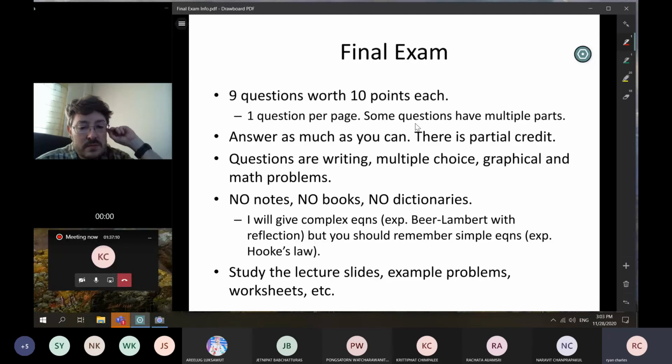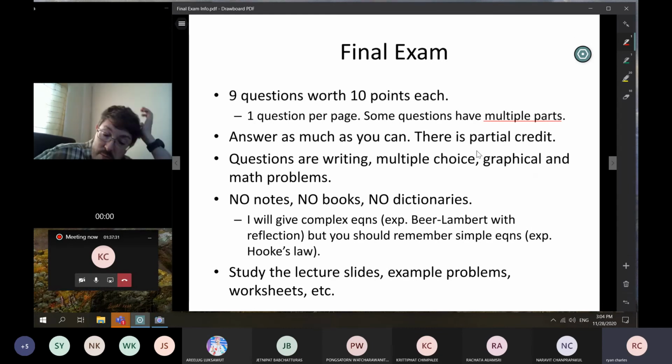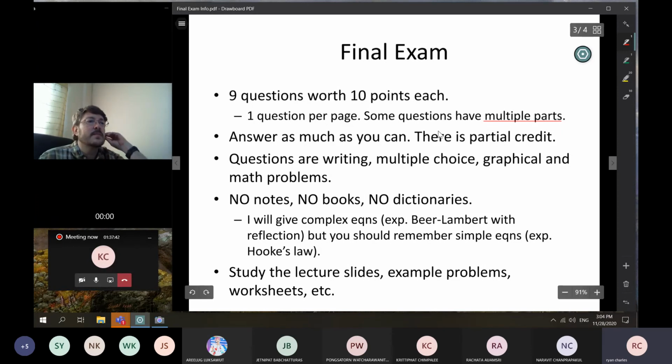Each page is numbered. You should have 1 through 9 questions, 1 question per page. Some questions have multiple parts, like A, B, and C. Answer as much of it as you can, because there's partial credit. If you leave it completely blank, that's easy to grade. I just go 0. But if you attempt to do something smart, I might give you some credit for it.